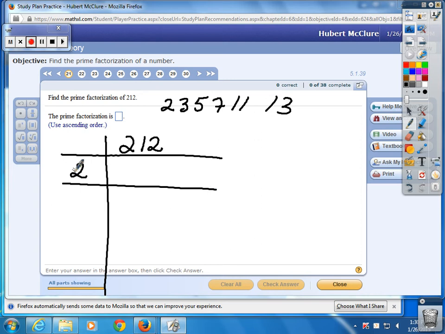2 will go into 2 one time. Okay, 2 minus 2, that's 0. So this comes down. 2 will not go into 1, will it? So 0. But 2 will go into 12 how many times? And now you got another even number. So 2 will go into 10 5 times. 2 will go into 6.